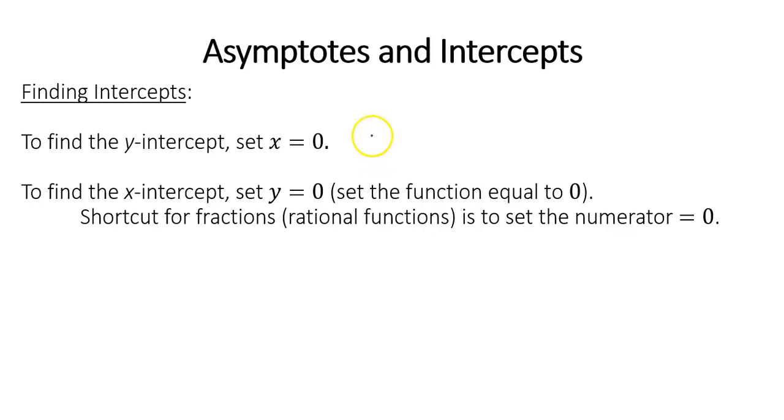To find intercepts, just like you learned for many other types of functions, to find the y-intercept, you set x equal to 0. And then to find x-intercepts, you would set y equal to 0. In other words, because remember, y is the same thing as f of x or g of x or whatever your function is, this means you set the function equal to 0. But we've got a good shortcut for you here. Since rational functions are fractions, instead of setting the whole rational function equal to 0, the shortcut is to set the numerator equal to 0.